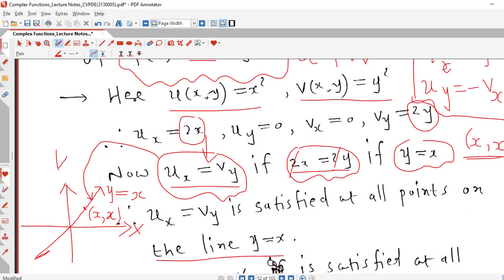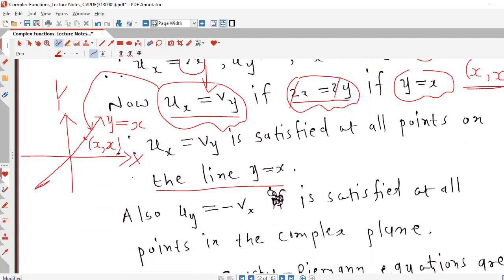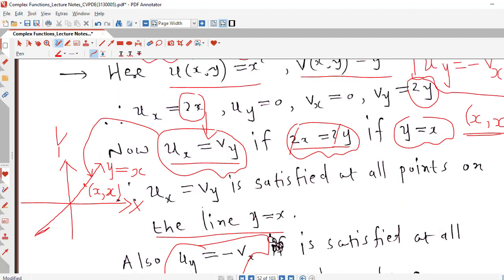Now we check for the second equation. The second equation is del u by del y equal to minus del v by del x. So what is del u by del y?